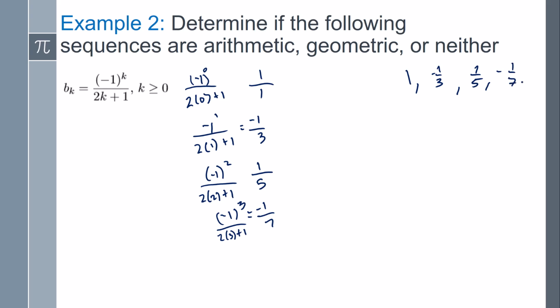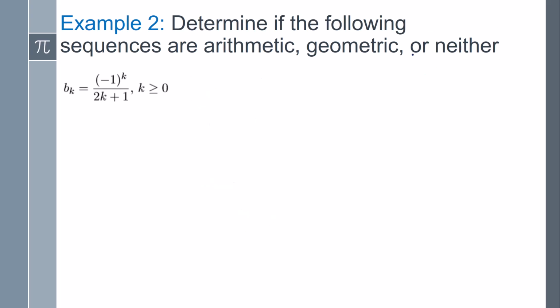Okay, I'm not adding a number every single time. It's not plus 1 or plus 2 or minus 2. To get from here to here, it looks like I'm multiplying by negative 1/3. But to get to here, I don't know what I'm multiplying. It's not obvious. It's not the same as negative 1/3. So I'm not adding a number every single time, and I'm not multiplying by a number every single time, so it's neither.